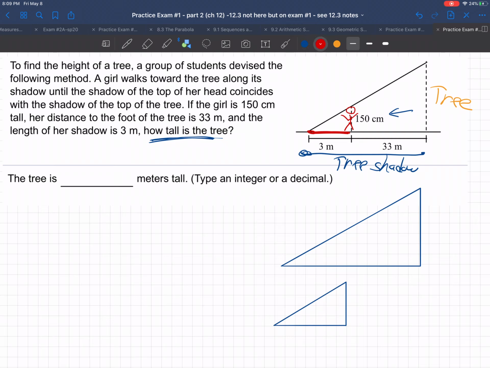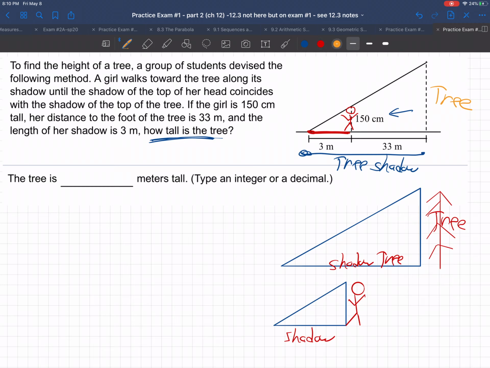There's the little triangle. This is the girl here. This is her shadow. And over here is the tree. I don't know if I dare try to draw a tree. There we go, so there's a tree. And over here is the shadow of the tree. Okay, so those two triangles are similar.